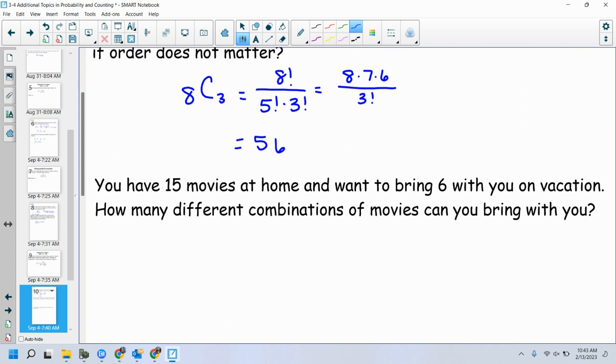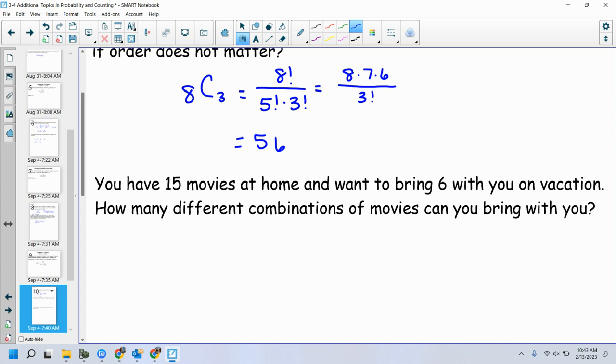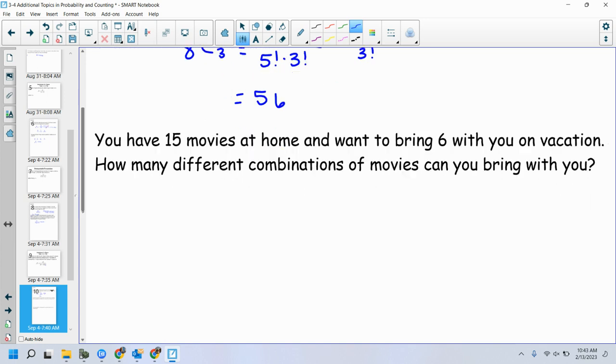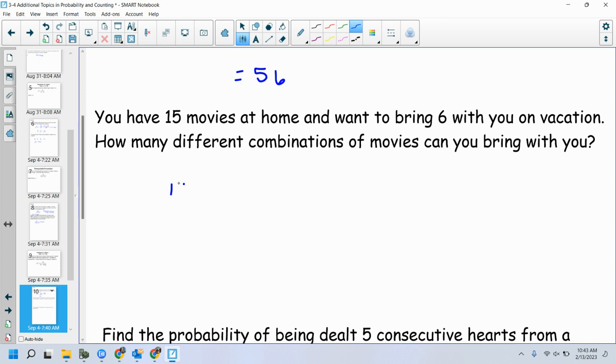All right. We have 15 movies at home and want to bring 6 on vacation. How many different combinations of movies can you bring with me? Now, does order matter here? If I choose movie 1 and then movie 2 and then movie 3, does that change if I choose movie 3 first? No, right? As long as I'm just bringing them with me, there's no sequels or anything. I'm going to watch them eventually. That's 15C6.